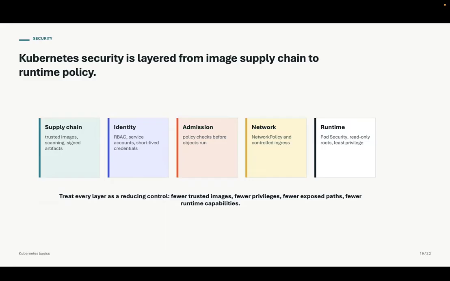And there is also runtime security, where you can have settings at the pod security level. You can have read-only file systems to avoid unwanted writes, and also run as non-root, which ensures that you don't accidentally do something wrong, and also gives limited privileges.